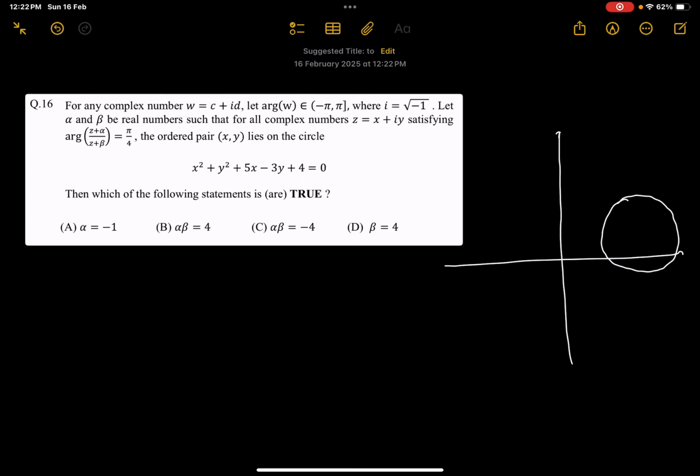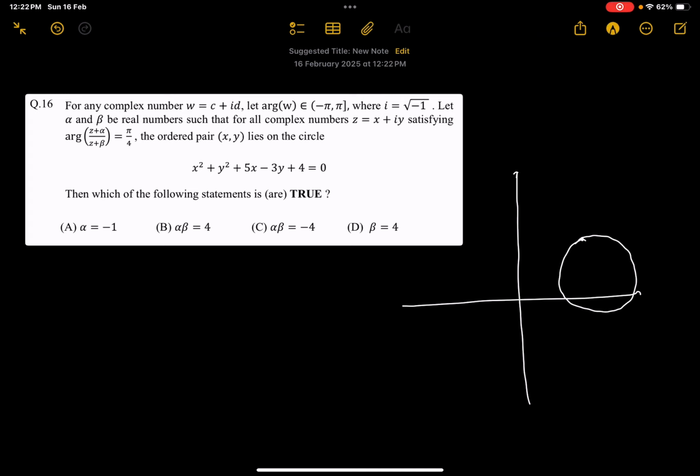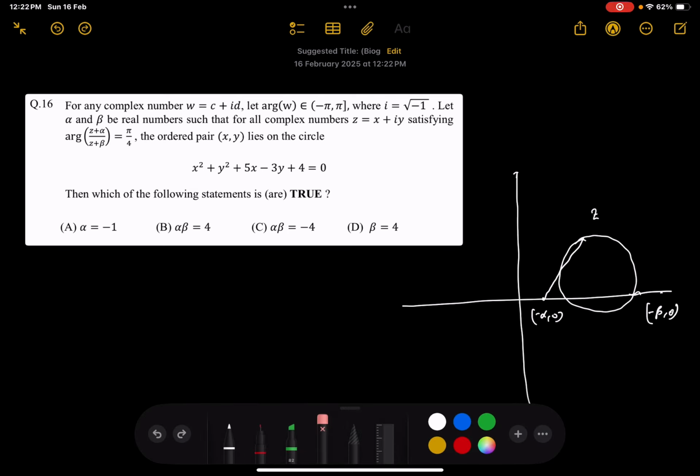points on the real line such that the angle formed, so z is a point on this circle, and what we are given is let's take a point minus alpha comma 0 and somewhere here minus beta comma 0, and we are given that the angle minus beta comma 0 and minus alpha comma 0.